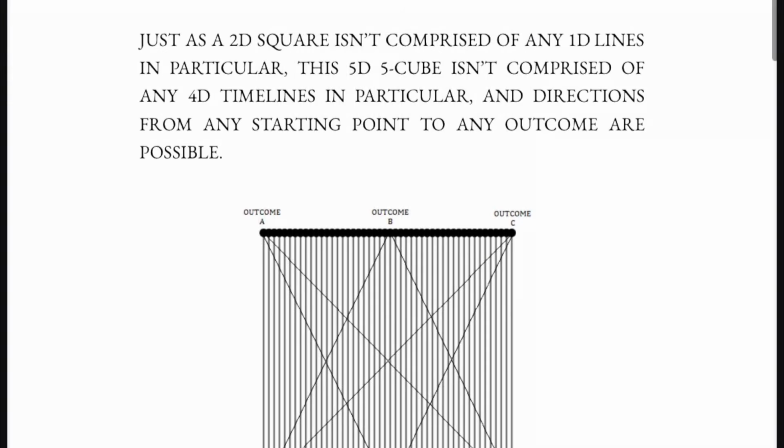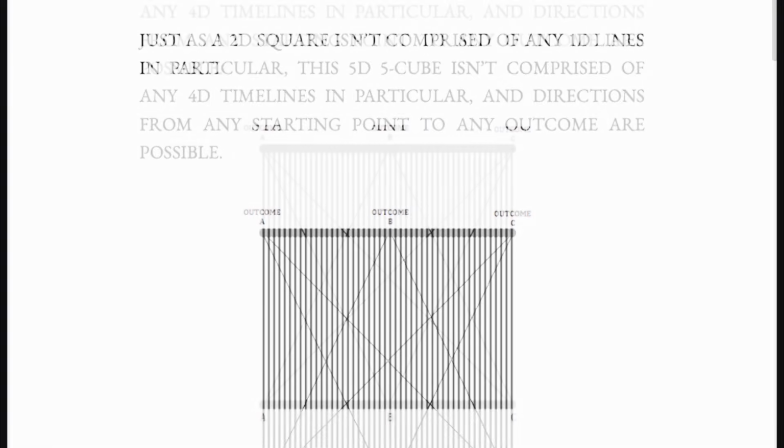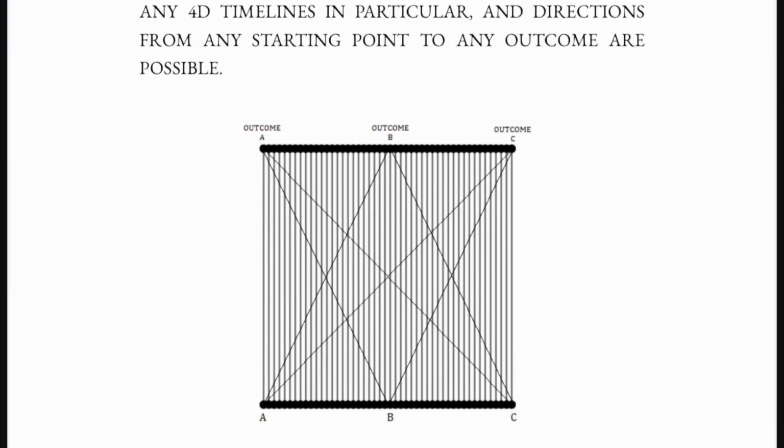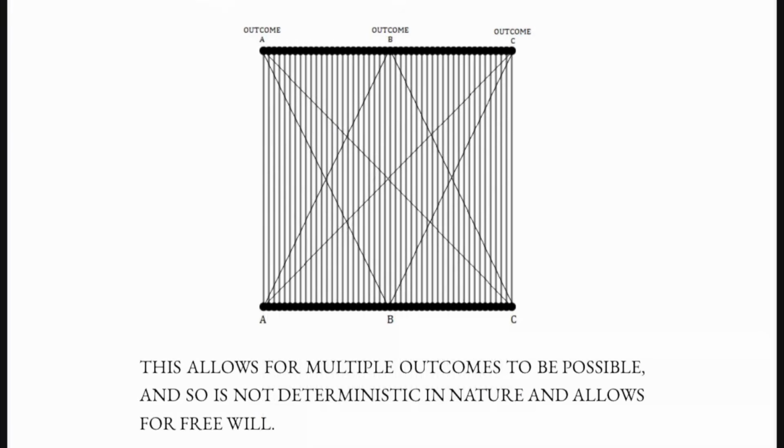Just as a 2-dimensional square isn't comprised of any 1-dimensional line in particular, this 5-dimensional 5 cube isn't comprised of any 4-dimensional timelines in particular, and directions from any starting point to any outcome are possible. This allows for multiple outcomes to be possible, and so is not deterministic in nature and allows for free will.